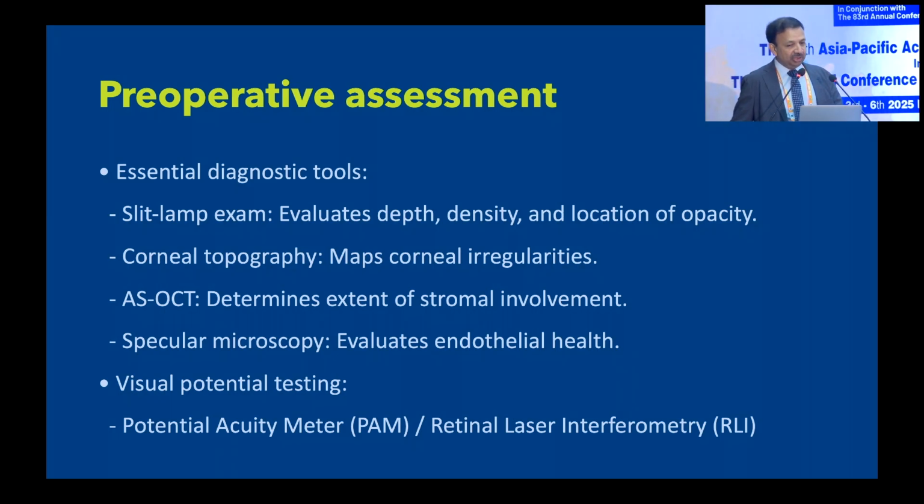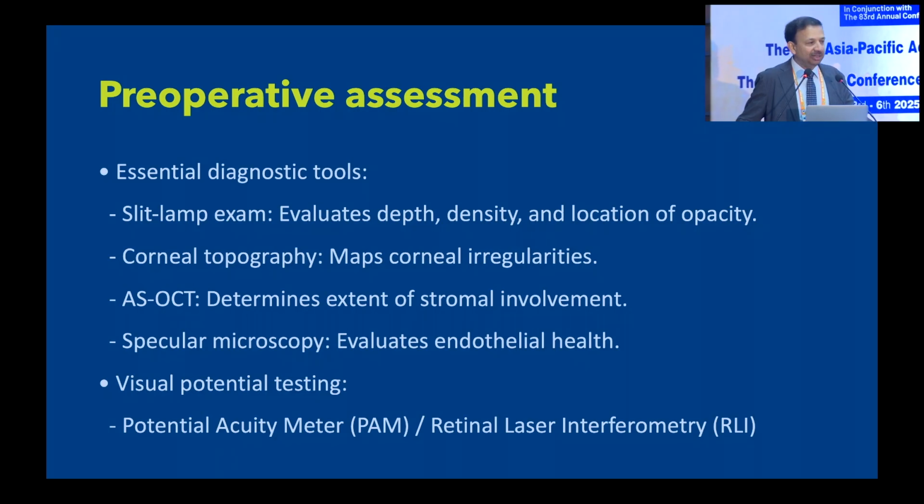Anterior segment OCT is good because you can see in cross section how deep the opacity goes, and to evaluate the endothelial health, if possible, we do a specular microscopy. Otherwise, we use pachymetry as an indirect way of telling us whether the endothelium is working well or not, because if your corneal thickness is beyond 600, you know that the endothelium may not be working very well.